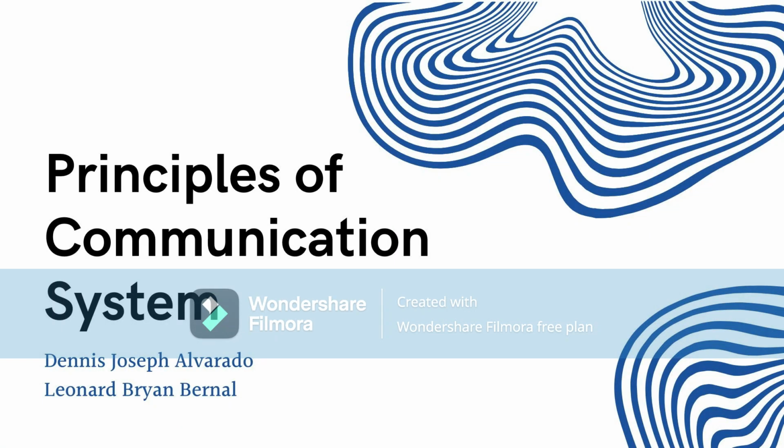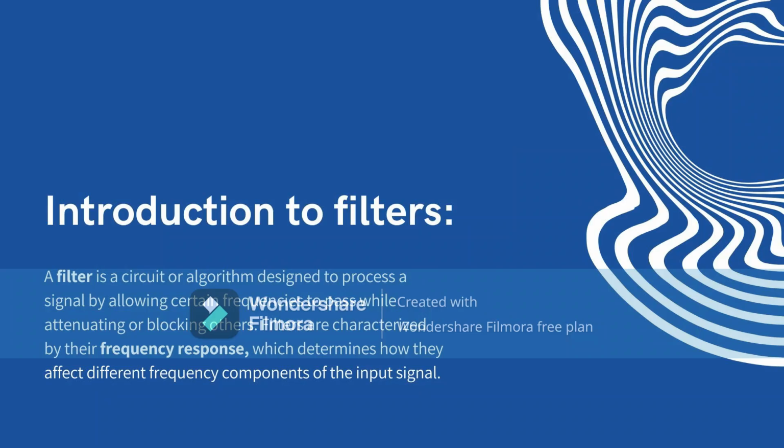Good morning. This is our presentation on filters, their characteristics, and filter design techniques. So, what is a filter? A filter is a circuit designed to process a signal by allowing certain frequencies to pass while attenuating or blocking others. Filters are characterized by their frequency response, which determines how they affect different frequency components of the input signal.